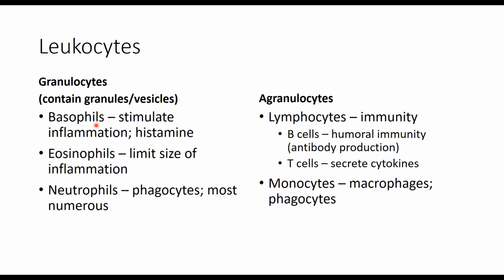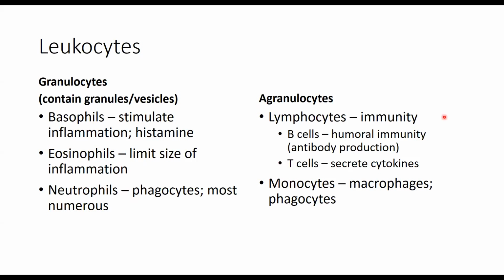Basophils are important because they stimulate inflammatory processes. Histamine plays an important role in basophil cells. Eosinophils are important because they limit the size and therefore scope of inflammation. In other words, they regulate inflammatory processes. Finally, neutrophils are a type of phagocytic cell. They're by far the most abundant type of white blood cell, and in being phagocytic, that means that they engage in eating foreign objects, kind of like a Pac-Man.